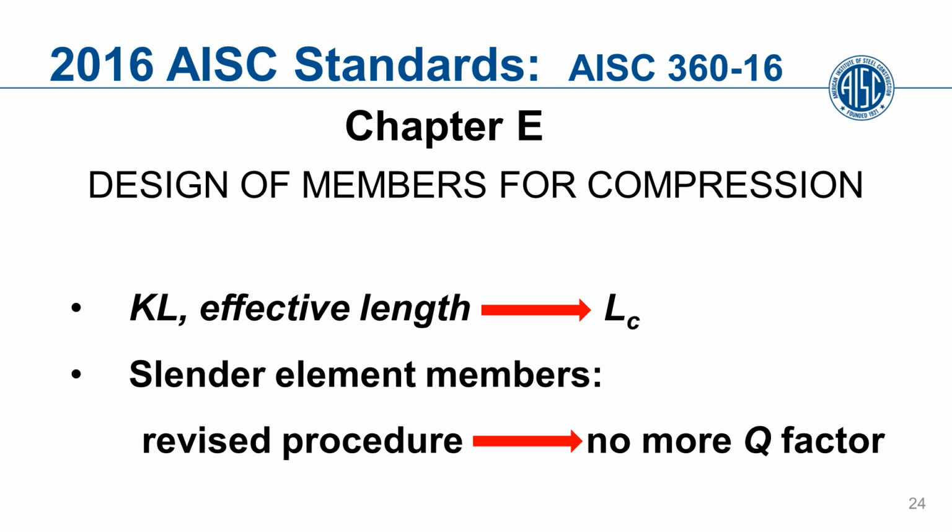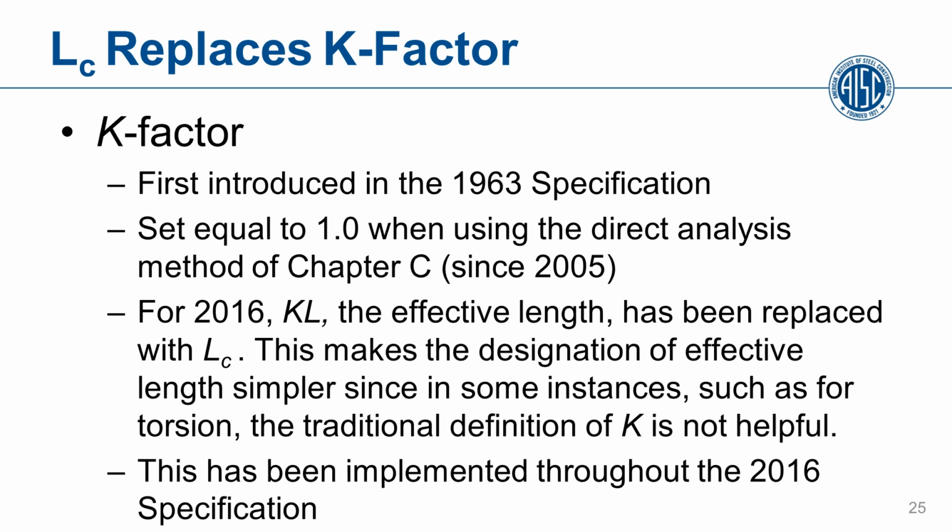I know most people have been very concerned about KL disappearing at this time, but I want to give you a little bit of history of K. The K factor was first introduced in 1963. Prior to that, Euler buckling was the only thing that was used for compression members. It is set equal to 1 when using the direct analysis method in Chapter C, and it's been that way since 2005. For 2016, KL, the effective length, has been replaced with L sub C.